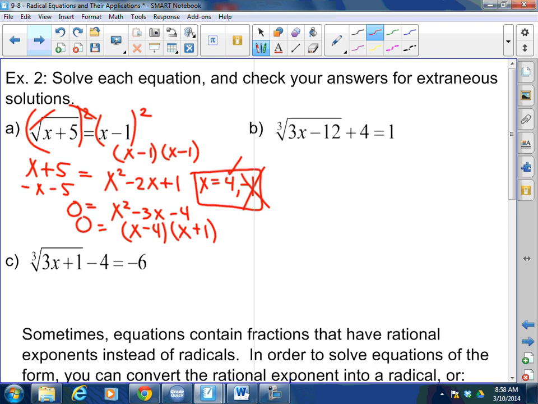I'm sorry, sir? I subtracted the x from both sides, and then I subtracted the 5 from both sides. Yes, sir. Thank you. So that way I can set it equal to 0.